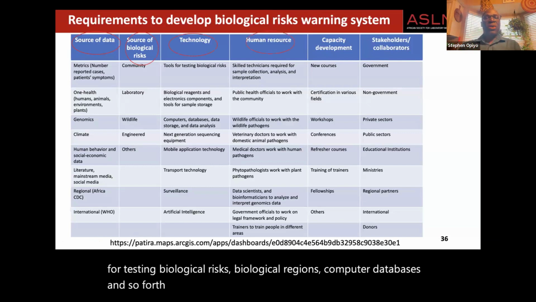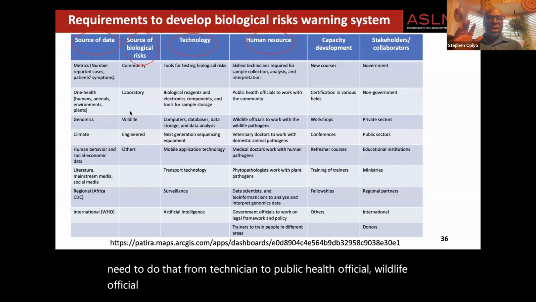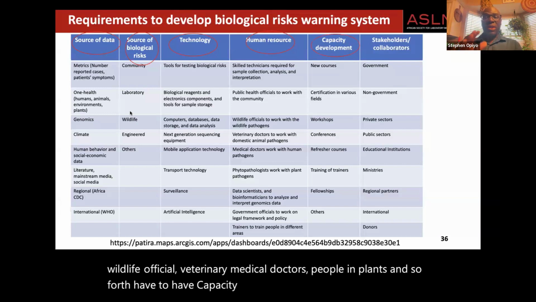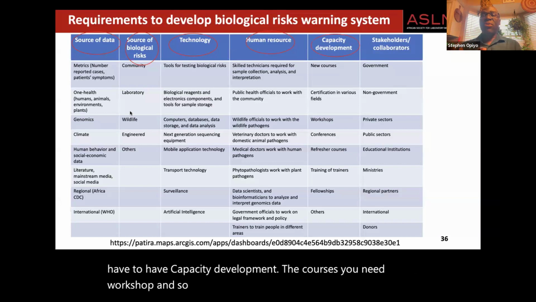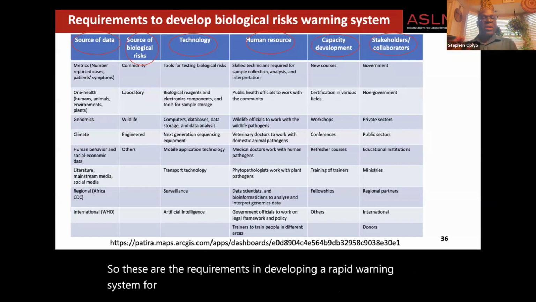And you have to have human resources, that is the skills you need to do that, from technician to public health official, wildlife official, veterinary medical doctors, people in plants, and so forth. You have to have capacity development, the courses you need, workshop, and so forth, and you have to have collaborators and stakeholders. So these are the requirements in developing a rapid warning system for pandemic preparedness and One Health approach.